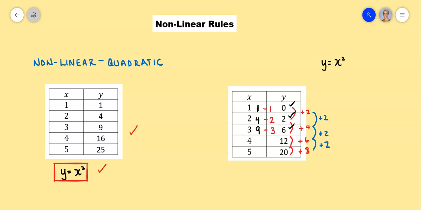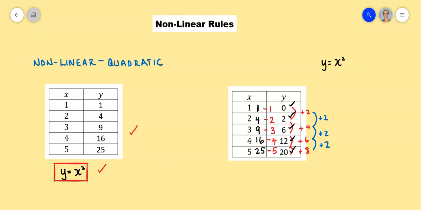4 squared is equal to 16. But I have 12 here. What do I subtract from 16 to give me 12? I'm going to subtract 4. 5 squared is 25. But I've got 20 here. What am I going to subtract from 25 to give me 20? I'm going to subtract 5.